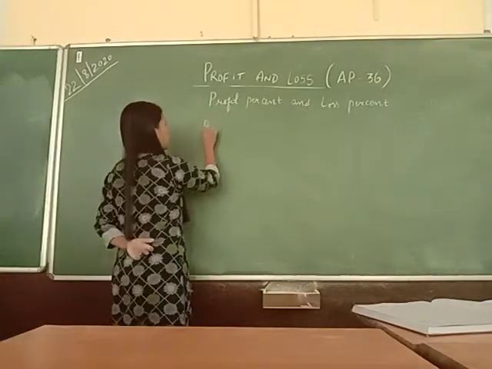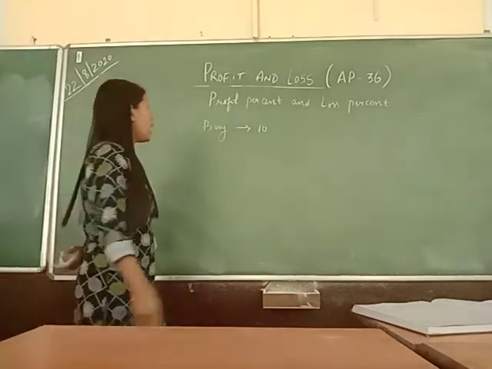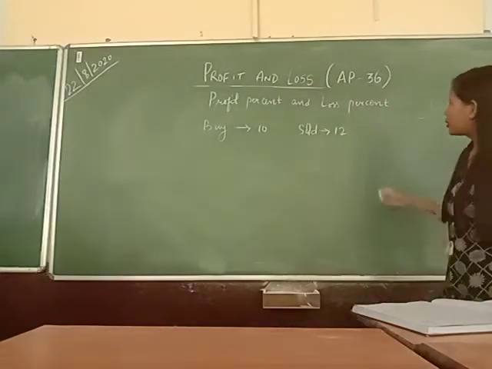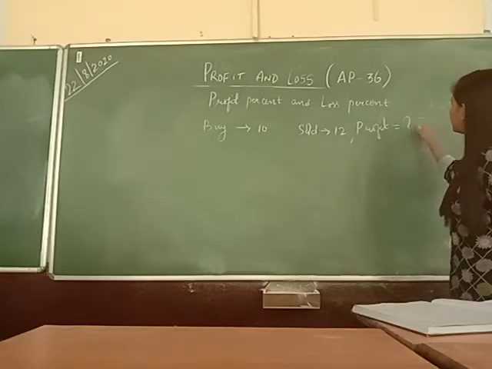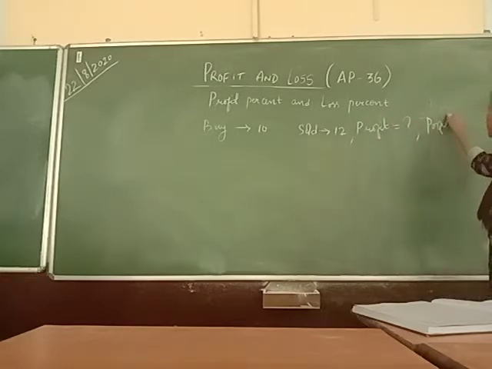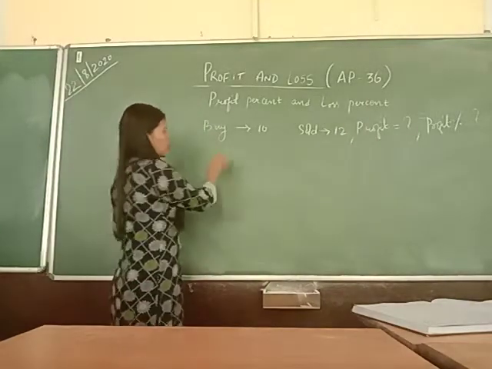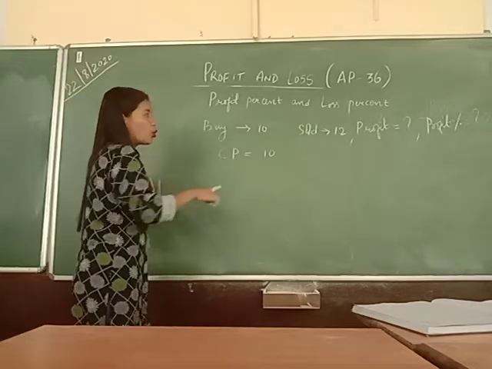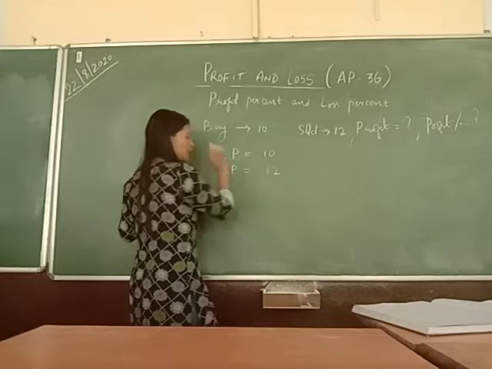Suppose you buy an article for rupees 10, and you sold it at rupees 12. So we can easily find what is the profit, and we will also learn how to find the profit percent. We buy something at 10 rupees, which means this is the cost price. So cost price equal to 10, and it is sold for rupees 12. That is the selling price.